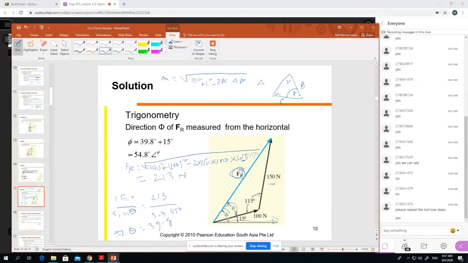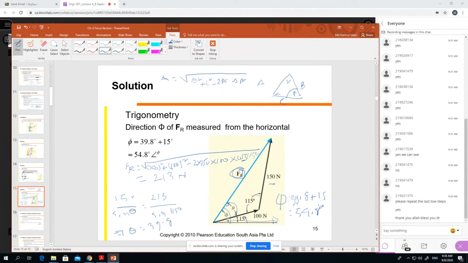But we need to calculate the total angle. We need to tell them the total angle. So 39.8 plus 15. Why 15? This is the 15. So the total angle will be 54.8 degrees. Okay, fine. So we finish here.